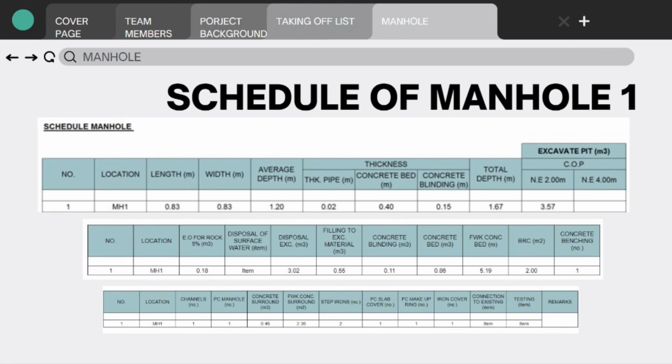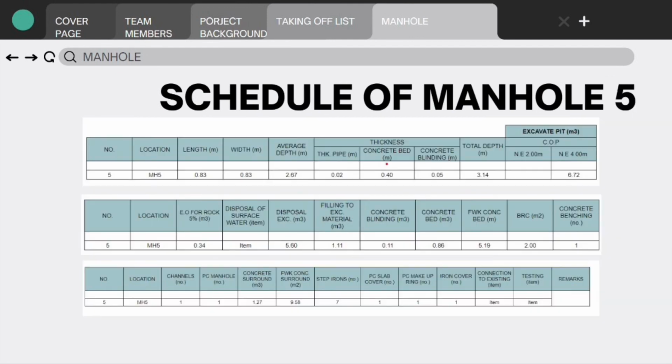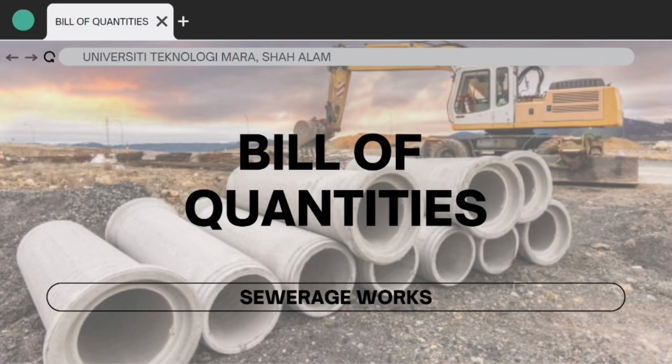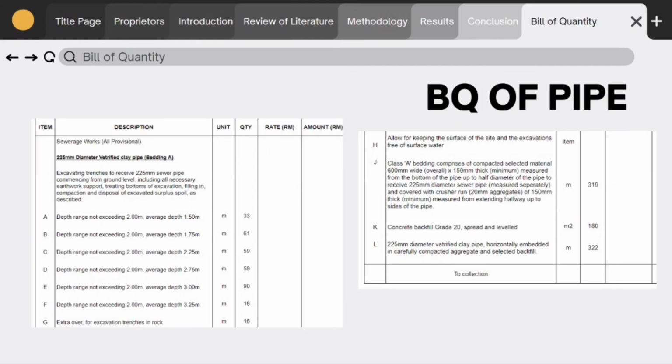This is the schedule of manhole 1. This is the schedule of manhole 5. This is the overall BQ of our project.